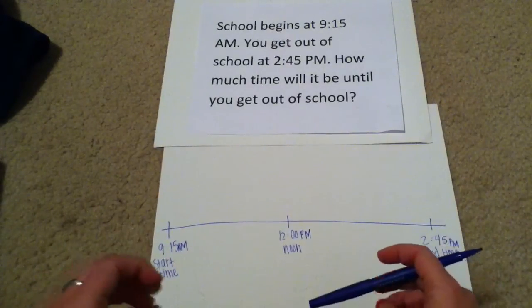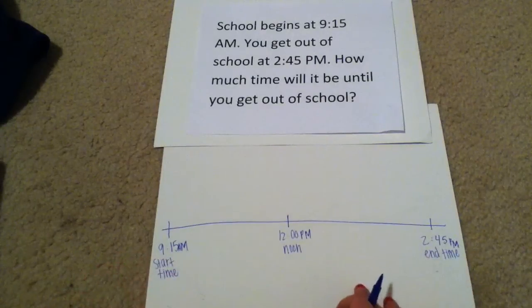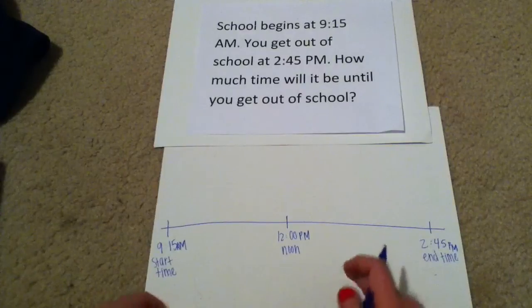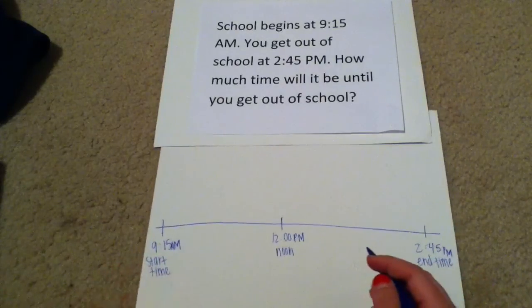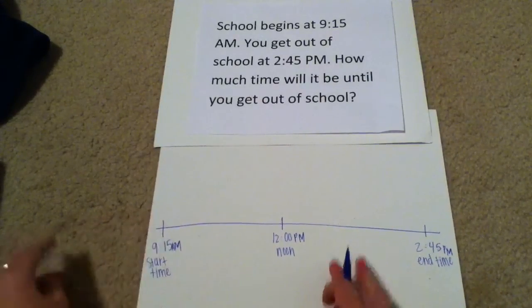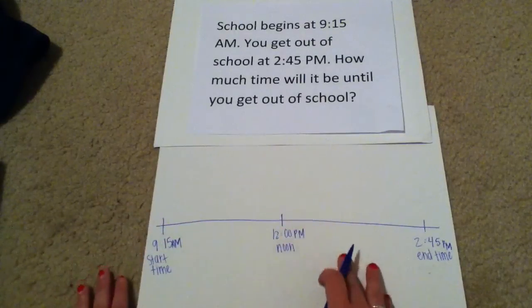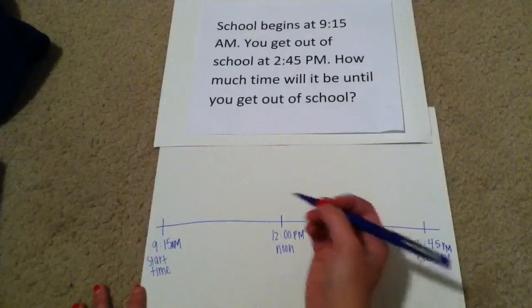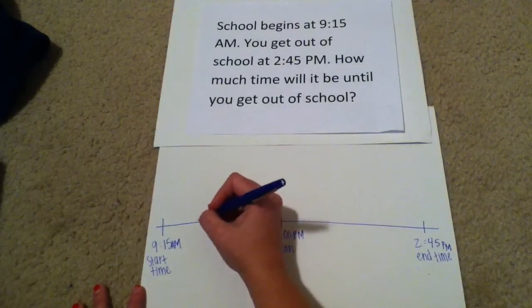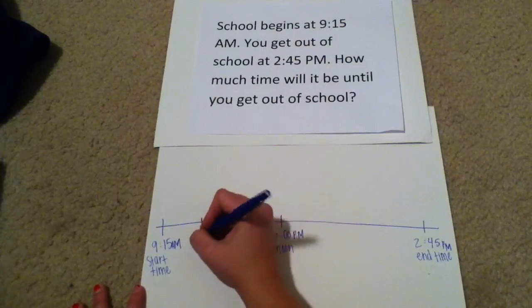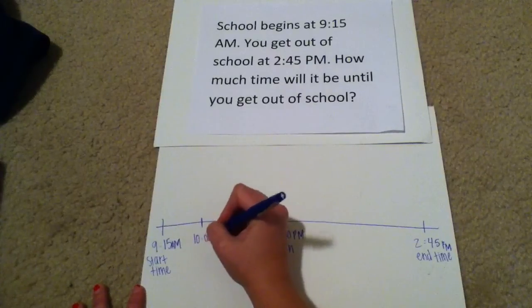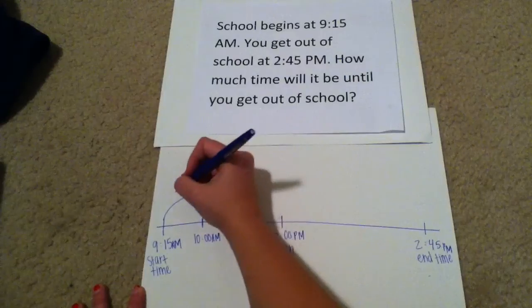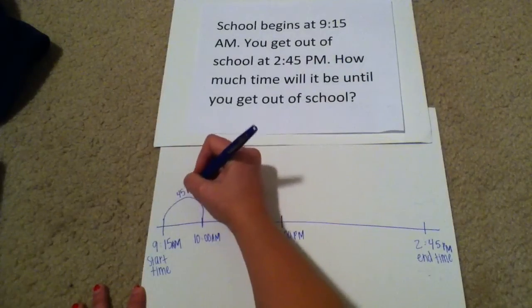So starting at the start time, we apply the Make 60 approach to find the size of the jump that will get you to the nearest hour. First we need to figure out what the nearest hour is. So 9:15, the nearest hour to that is 10 o'clock a.m. So let's label that 10 o'clock a.m. And the size of this jump is 45 minutes.